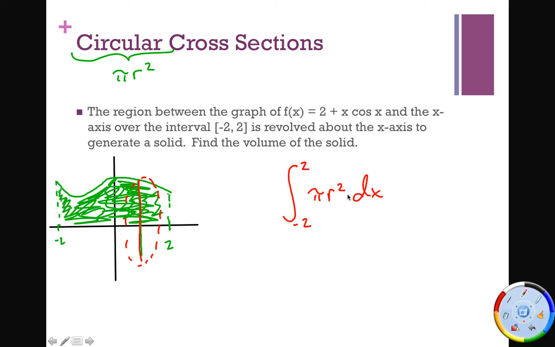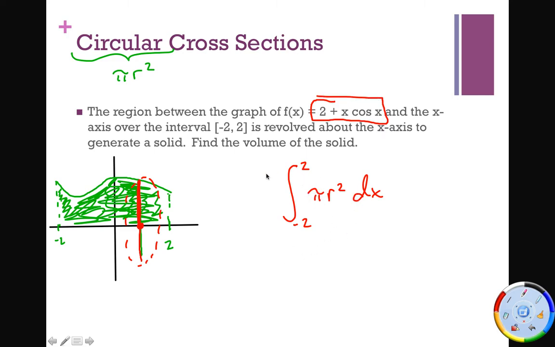But here's a problem. This is r squared. Well, r is not x. So we need to figure out what is the radius of this circle as it pertains to x. Well, it just so happens, by definition of a function, that's just the distance away from the x-axis. Well, the distance away from the x-axis is my equation.